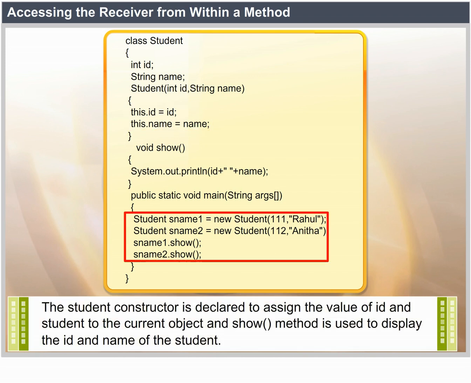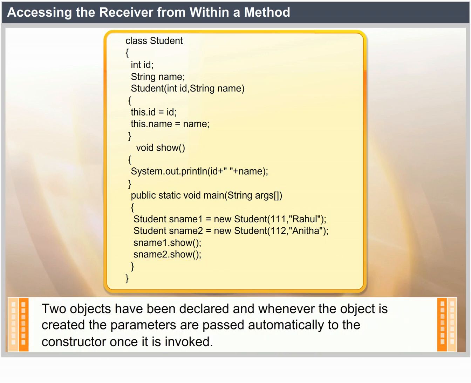The Student constructor is declared to assign the values of ID and name to the current object, and the show method is used to display the ID and name of the student. Two objects have been declared, and whenever an object is created, the parameters are passed automatically to the constructor once it is invoked.